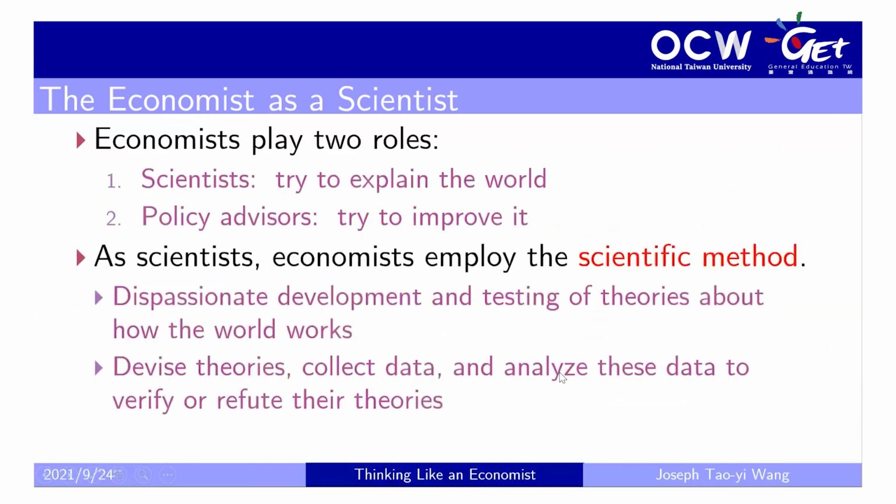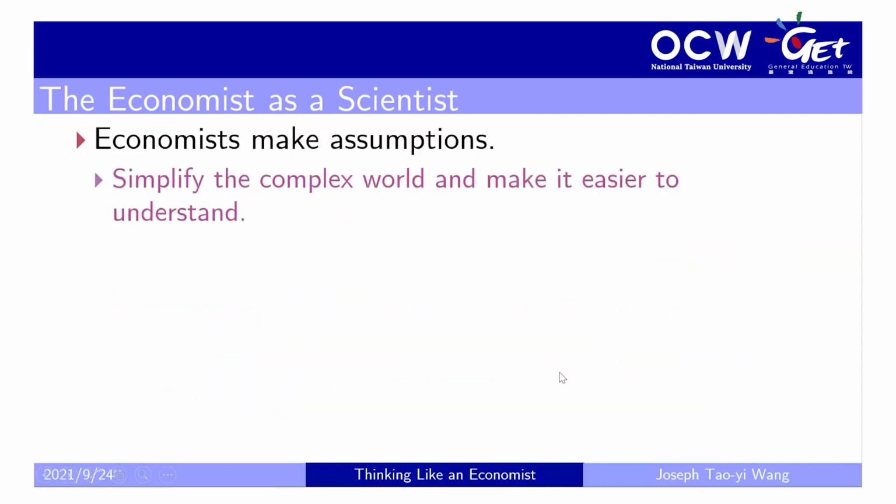And as scientists, we use the scientific method. So you try to develop and test theories about how the world works. You try to come up with economic theories, you collect data, you analyze the data, to see if you verify the theory or you refute the theory. Because of that, economists make assumptions. So you try to simplify the complex world and make it easier to understand.